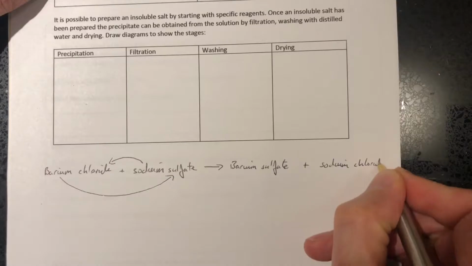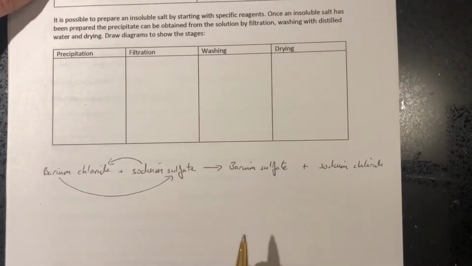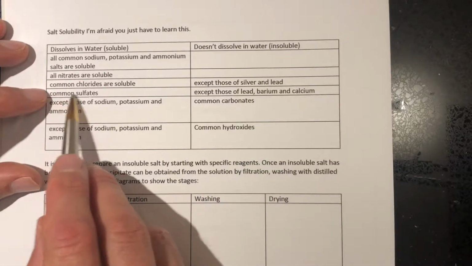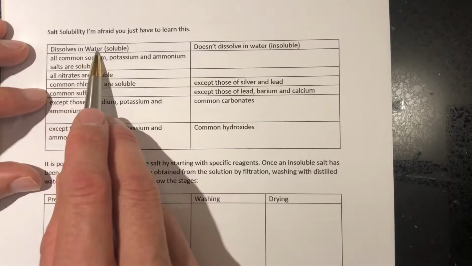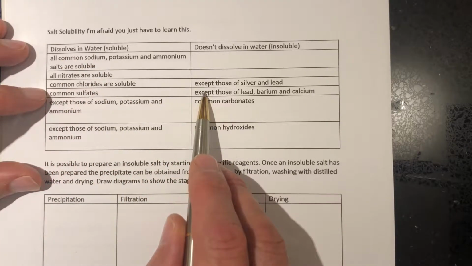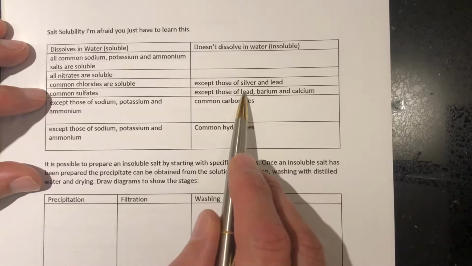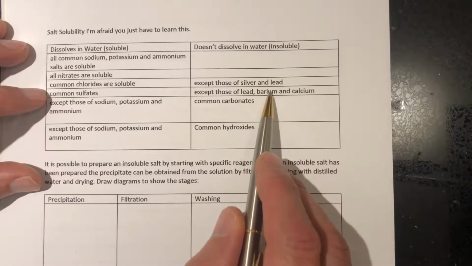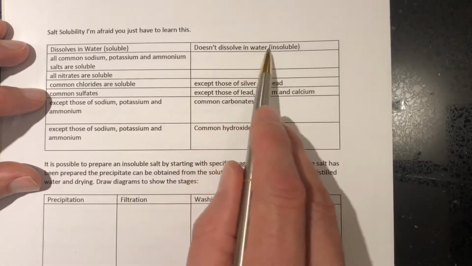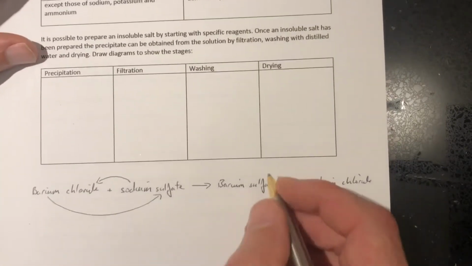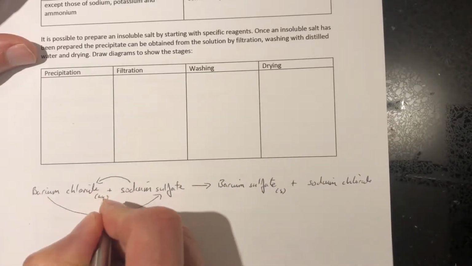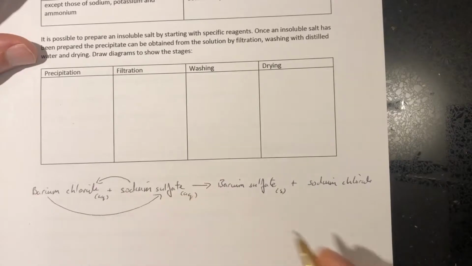Now, if we look at the solubility rules from above again, barium sulfate. Well, back to the common sulfates. All common sulfates dissolve in water. But over here now, there's a couple of exceptions, except those of lead, barium and calcium. So barium sulfate doesn't dissolve in water. So this one here is a solid, so let's put a state symbol of a solid next to that, and these were before AQ, they dissolve in water, and that's aqueous.